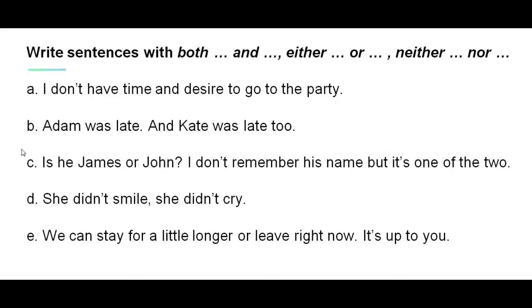And now, rewrite the following sentences using both and, either or, neither nor. A. I don't have time and desire to go to the party. B. Adam was late and Kate was late too. C. Is he James or John? I don't remember his name, but it's one of the two.